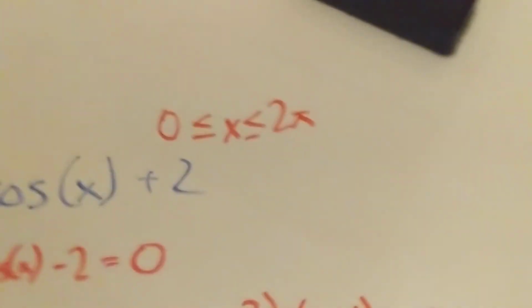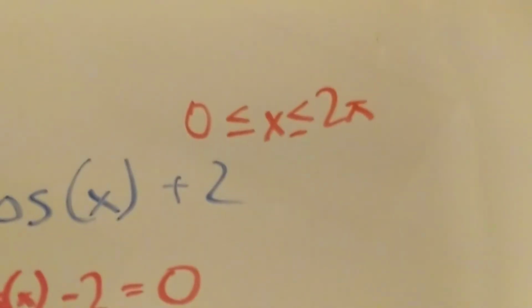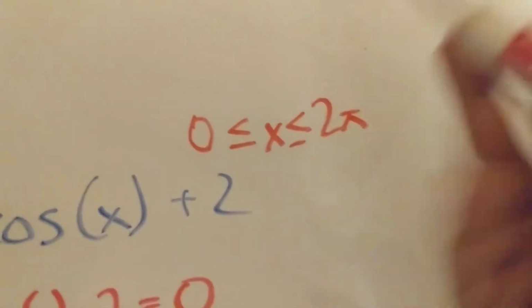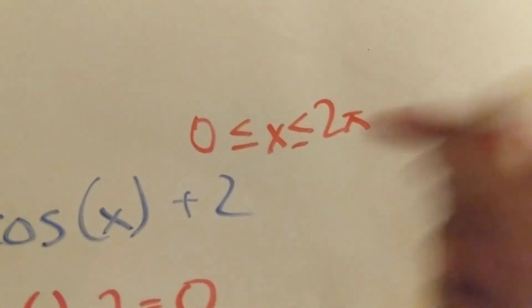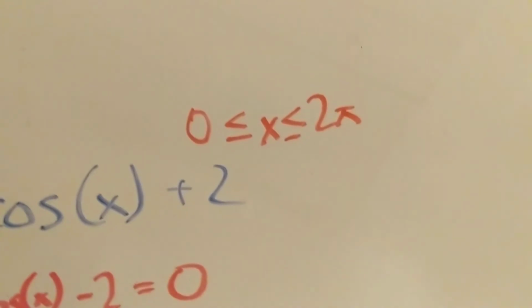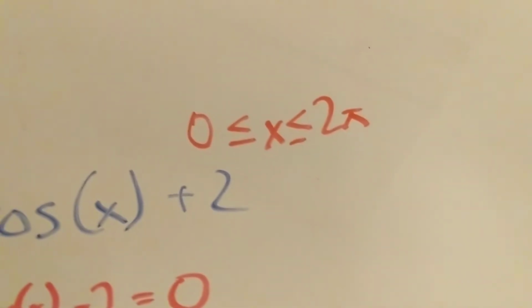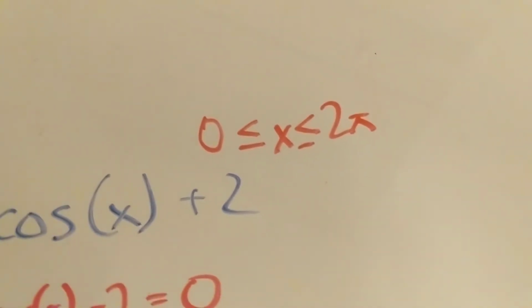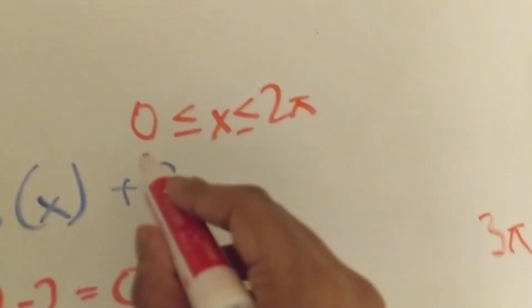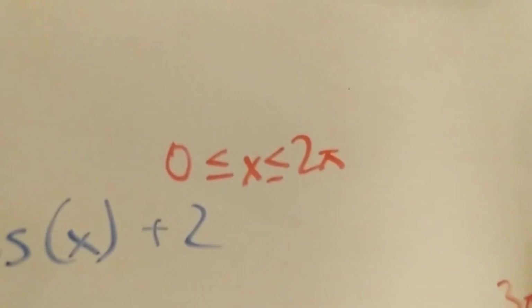Now I said that we were going to come back to this range part here. And now I'm going to come back to it. So you'll notice that pi does fit into the range of 0 to 2 pi. It's smack dab in the middle. But you may also notice that if I were to substitute 3 pi into this, it would work. But since it doesn't fall in the range, it's not an answer.